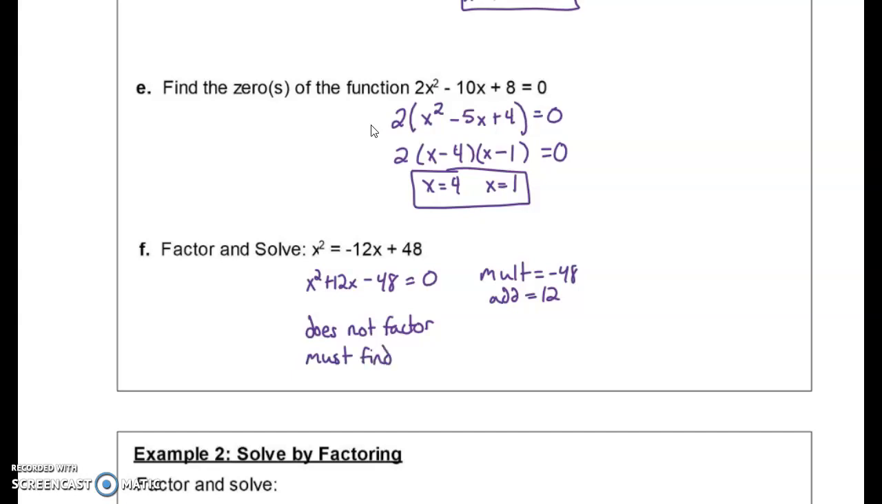So the other options we have if it doesn't factor are by graphing or quadratic formula. So you would have to find the zeros by graphing, like on a graphing calculator, or the quadratic formula, which we will review in another unit to make sure we've got the quadratic formula down.